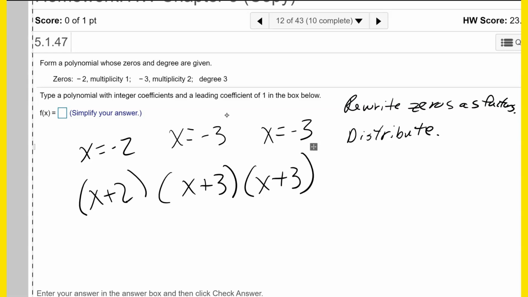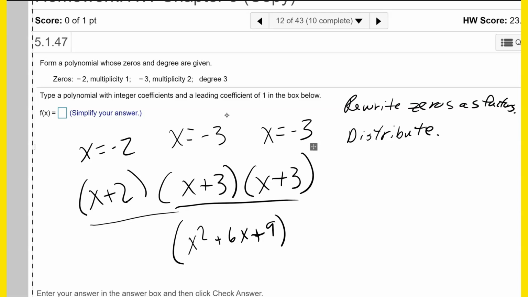So I've got to distribute all this. I think I'm going to go ahead and distribute those first. It doesn't really matter what order you distribute these in. I could have distributed these first, but it's fine whichever way you do it. If I distribute those, I'm going to get x squared plus 3x plus 3x plus 9. So let's combine the like terms: x squared plus 6x plus 9. Then I have to distribute the x plus 2 with that.